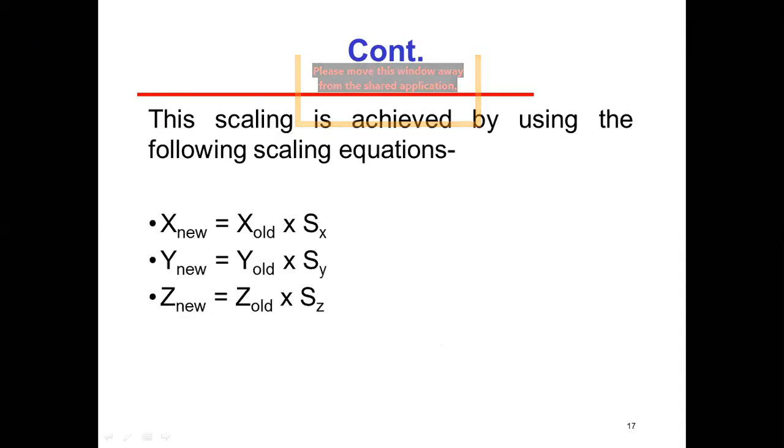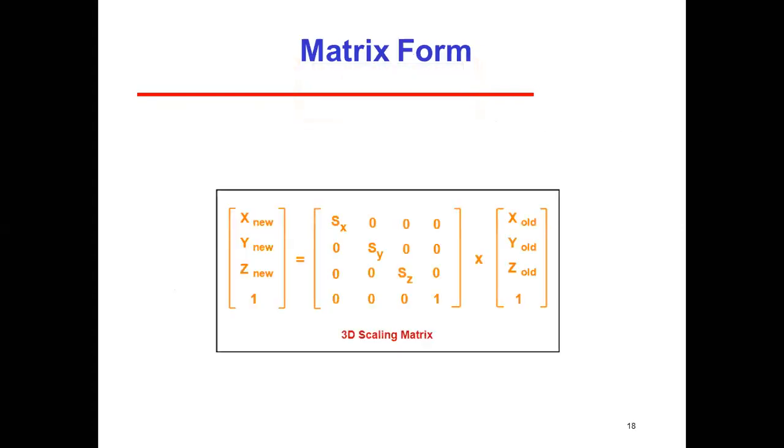Scaling is achieved by using the following scaling equations. You just have to remember these equations. x new is equal to x old s x. y new is equal to y old s y. z new is equal to z old s z. Just remember these three equations, and now you can easily calculate the new coordinates. You can do the calculation either using the equations or the matrix formulation. Both are easy. Now this is the matrix formulation, how you can indicate it in matrix form. This is called the 3 by 3.